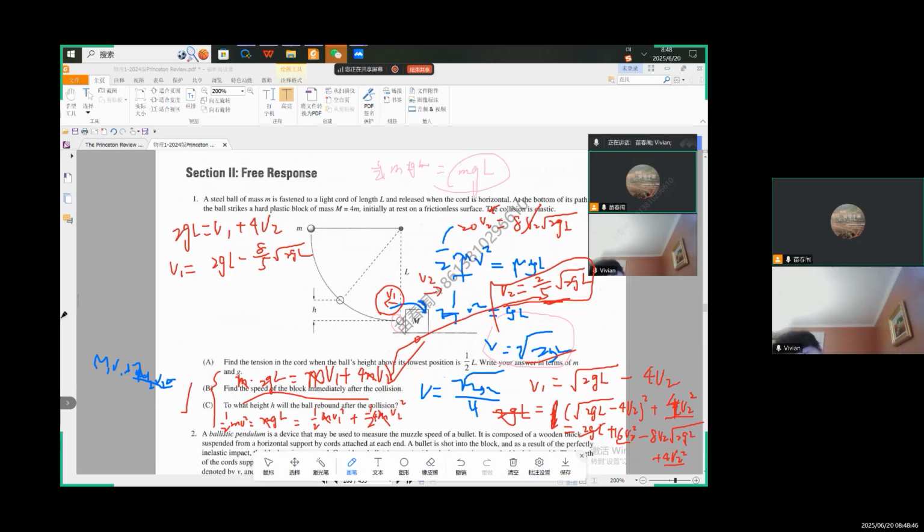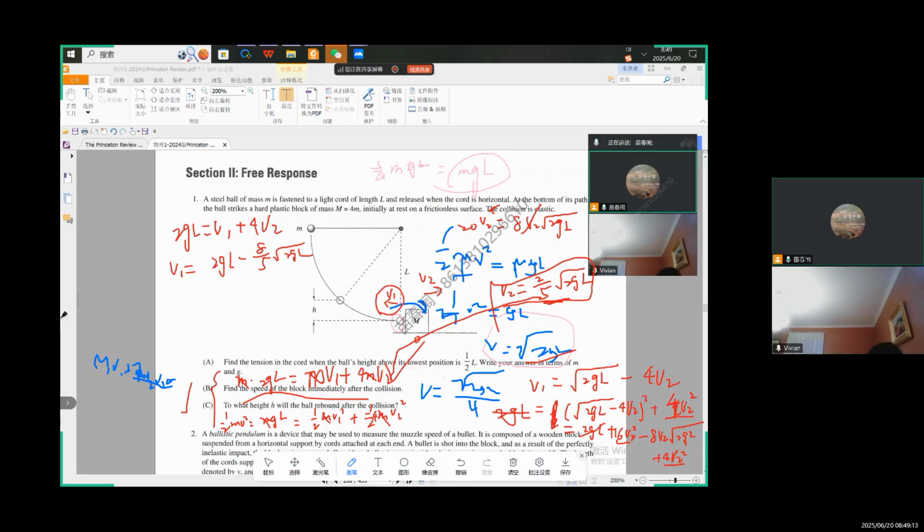Wait. You need to find the angle. We can, but that'd be a more complicated method. If you want to find the angle, are you trying to use circular motion? Oh, you can find the angle. But he didn't ask us to find the angle.